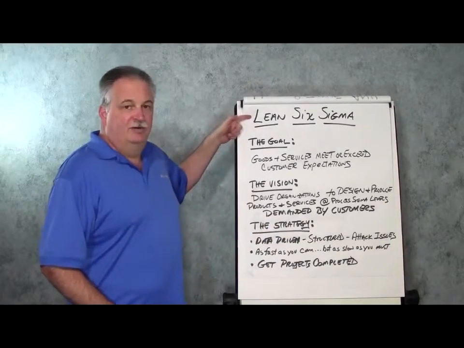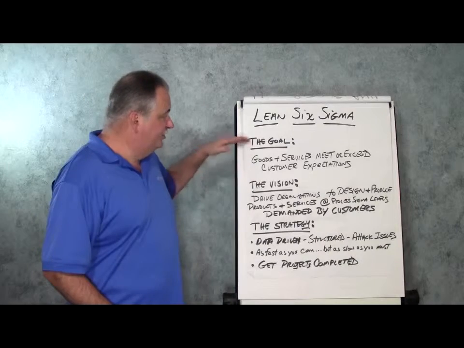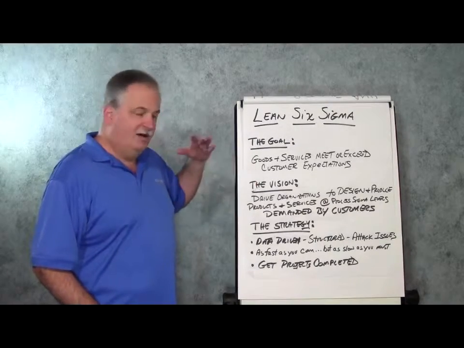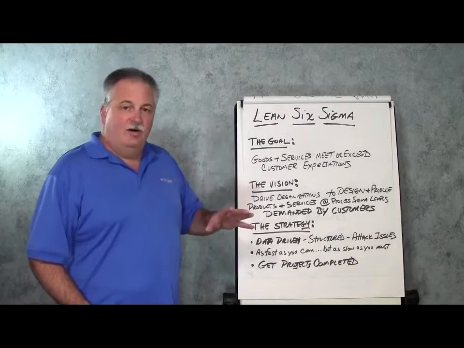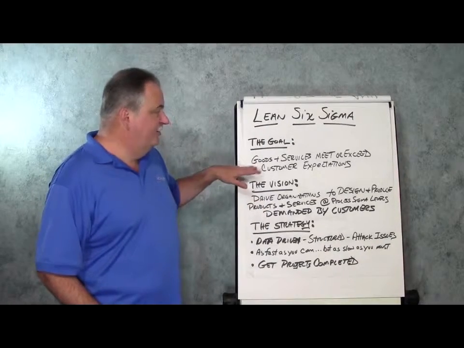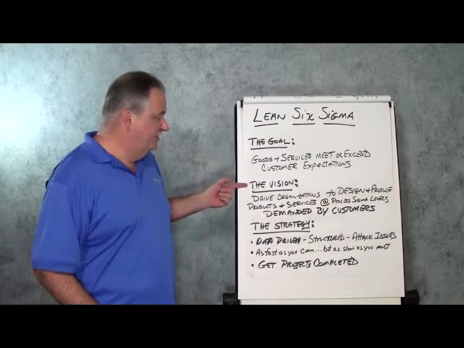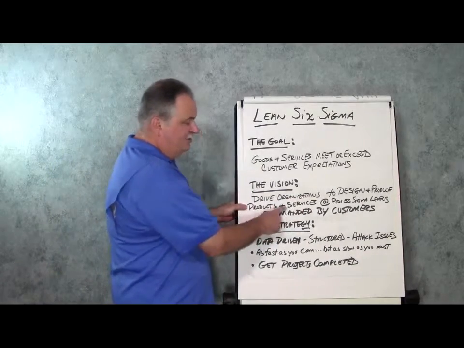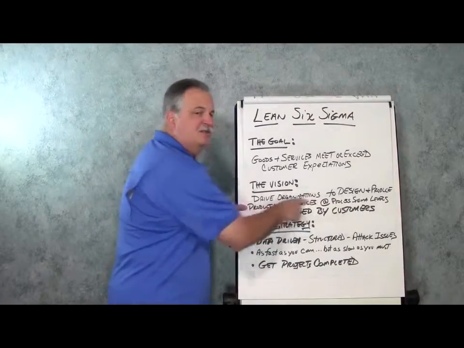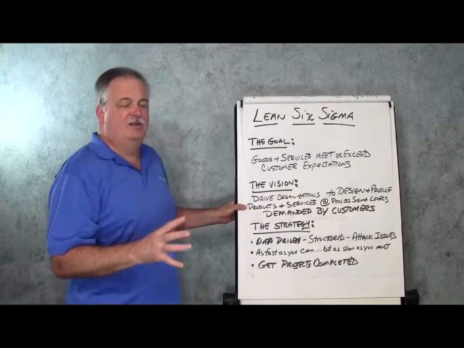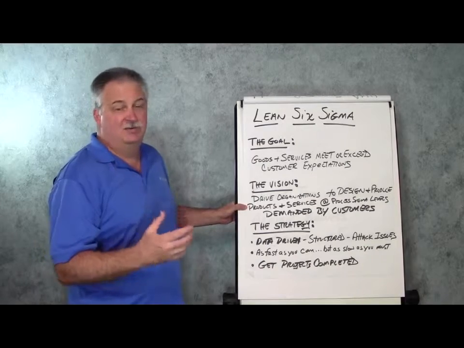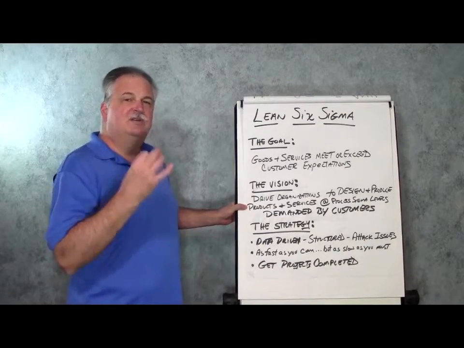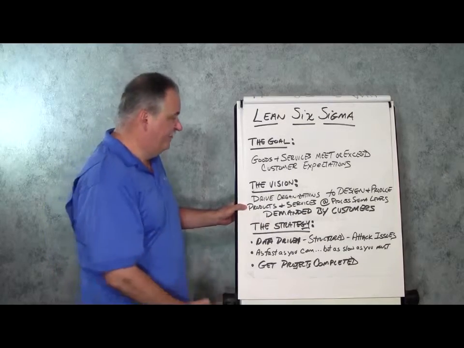So Lean Six Sigma, the integration of these two concepts. The goal: goods and services are produced when we need them, on time, in the right quantities for our customers, that are going to meet or exceed customer requirements. The vision: drive organizations to design and produce products and services at the process Sigma levels. It doesn't mean everything has to be at a process Sigma level of 6 or 3.4 defects per million. It needs to be at the process Sigma level that's dictated by the customers.